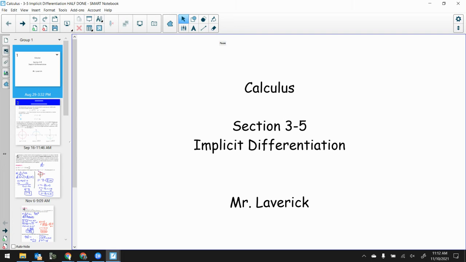Okay, here we go. So yesterday, the last we talked, we were talking about implicit differentiation.